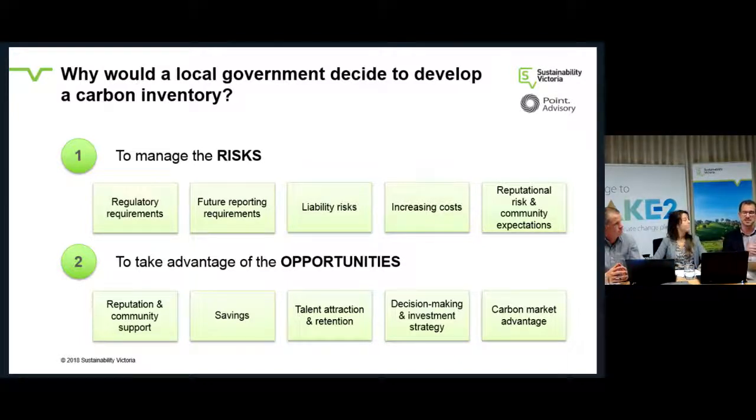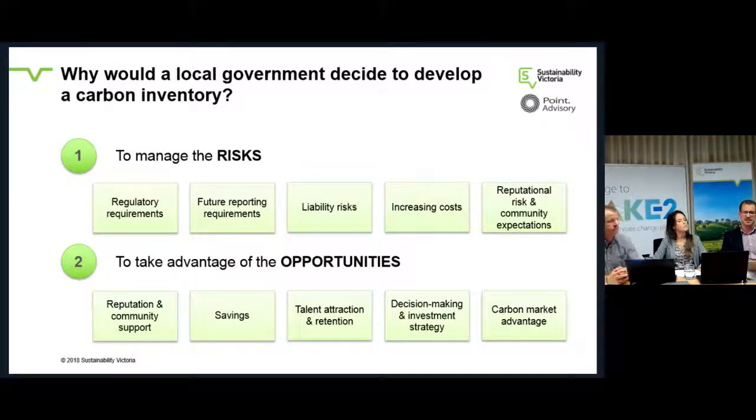And there's potential to do that in other areas as well, like renewable energy and also potentially forestry and the land sector within council areas. So the key messages to take away there are firstly that there's a lot of good reasons to develop a carbon inventory, and I'd be really interested to hear from you guys if there's any there that we haven't covered. Please send them through on the chat.